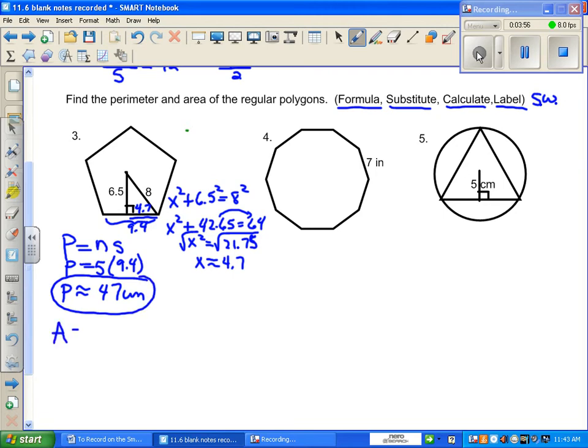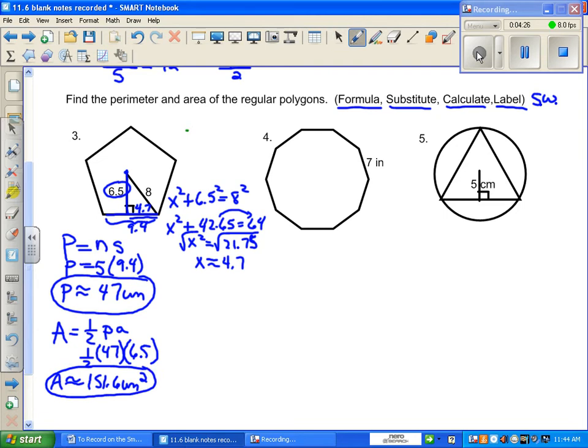Then the area. The area is equal to 1/2 the perimeter times the apothem. The perimeter we just found to be 47. Looking at our picture, the apothem comes from the center, perpendicular to your side, so the 6.5 is your apothem. When you multiply those together, you're going to get the area, and it is approximately 151.6, and again, units, but this time it would be squared because it's area.